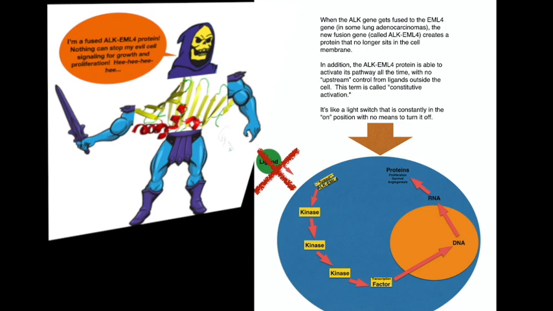Therefore, the control that formerly was held with regards to cell growth and division has now been lost. And the fused ALK-EML4 protein is sending its signal through the other kinase proteins to the nucleus to grow and divide, grow and divide, grow and divide.